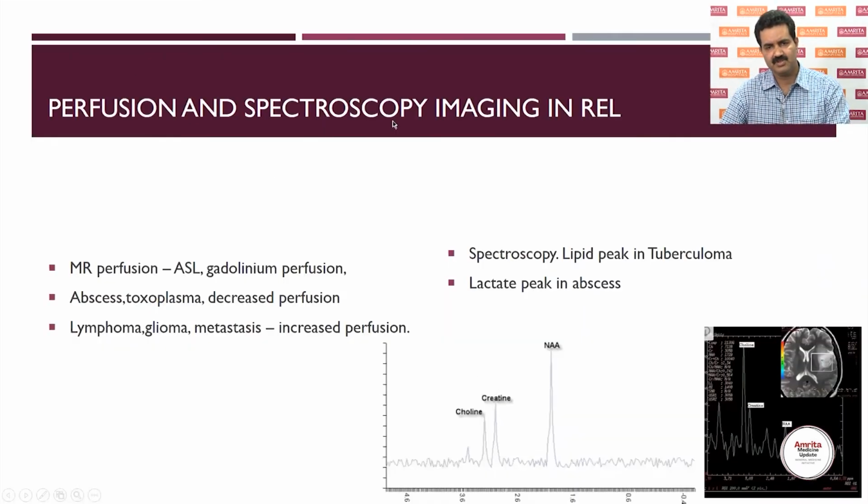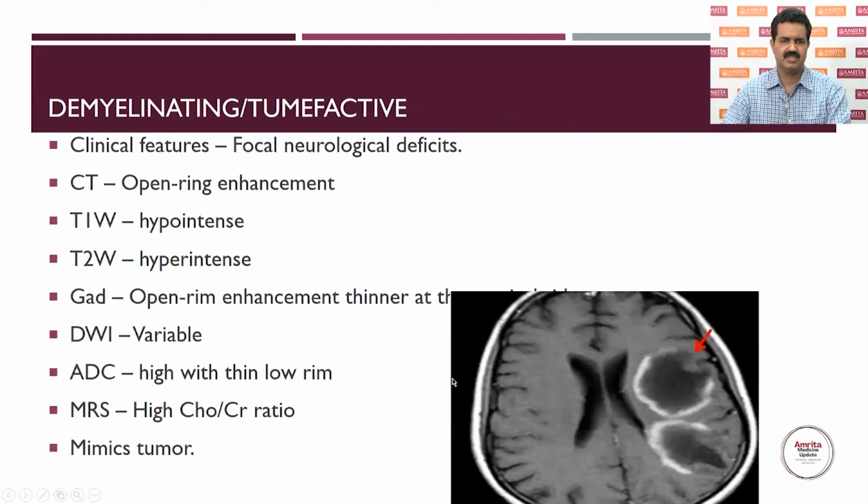So perfusion and spectroscopy can help in ring enhancing lesions. Perfusion could be ASL perfusion or gadolinium perfusion. We can see different peaks like the choline peak, NAA or creatine peak, or other amino acid peaks. We'll come to that later.